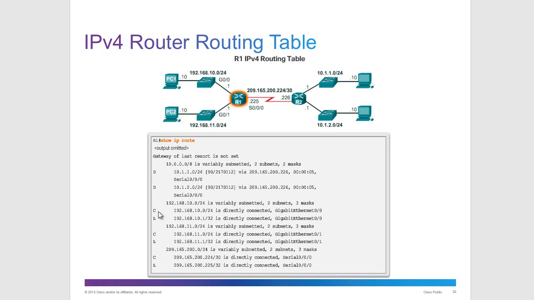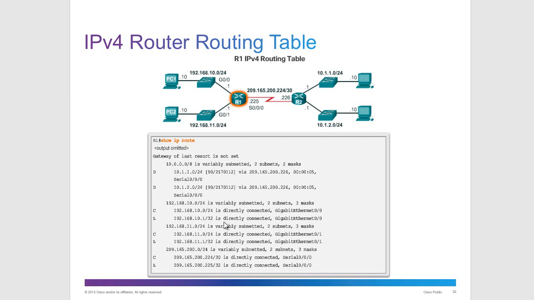Your directly connected ones are going to have the C and the L. The C basically stands for what network you're directly connected to. The L stands for the link, or the interface, that you're connected through. For instance, you have the C here for 192.168.10.0. That's this network up here. How are you connected to that network? Through this interface, the 192.168.10.1 interface. That's how you're connected to the 192.168.10.0 network.